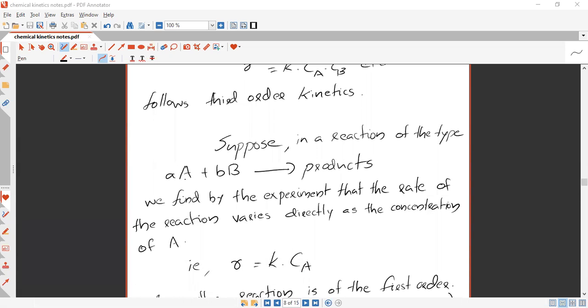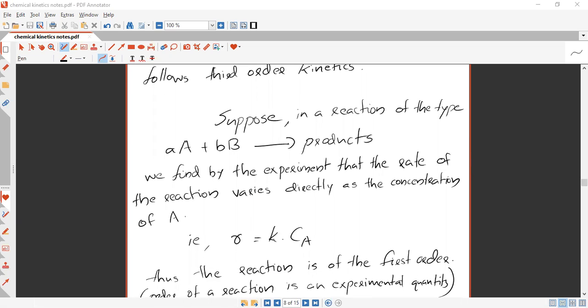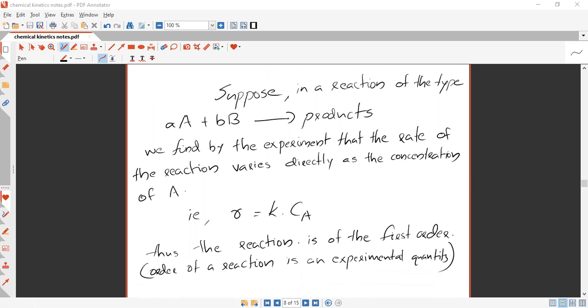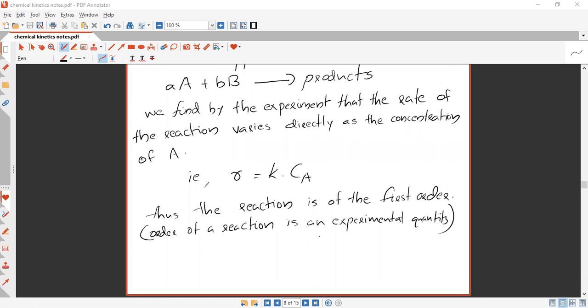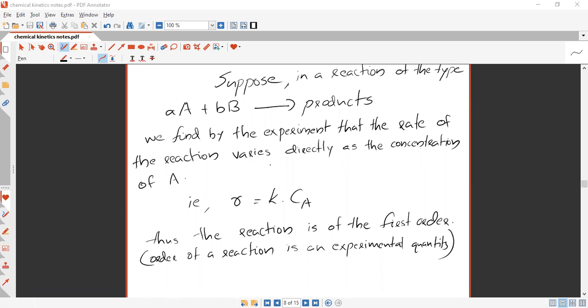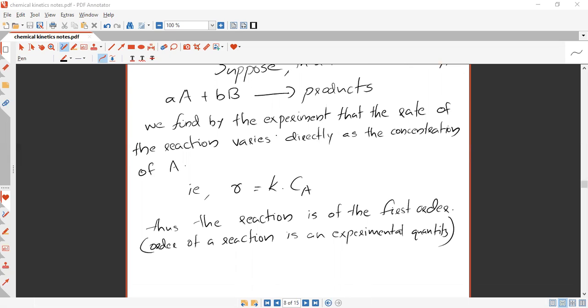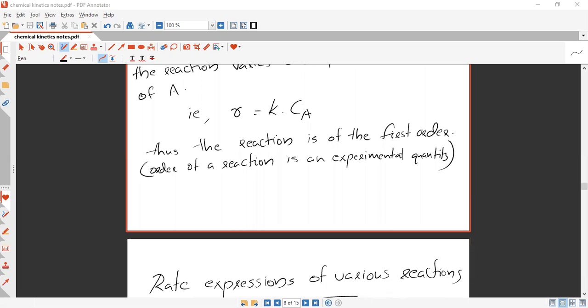Suppose a reaction of this type, A plus B gives product, and the rate of the reaction is R is equal to K into Ca. This reaction is a first order reaction. So the order of a reaction is an experimental quantity. Here the rate of reaction is R is equal to K into Ca, so this follows a first order reaction from the rate law. The order of a reaction is purely an experimental quantity.